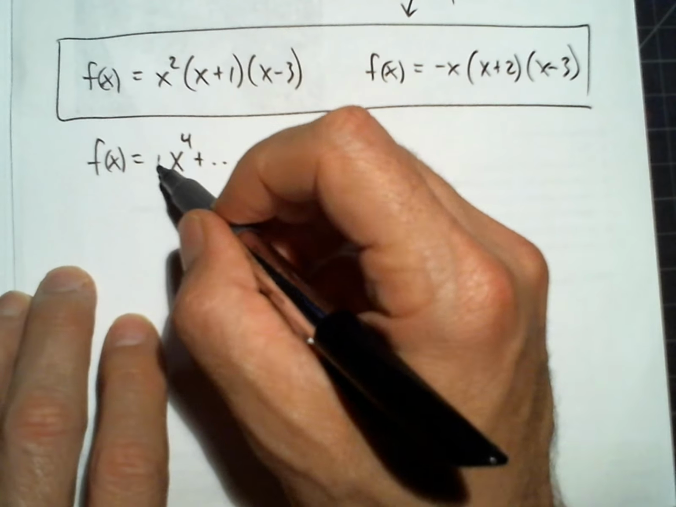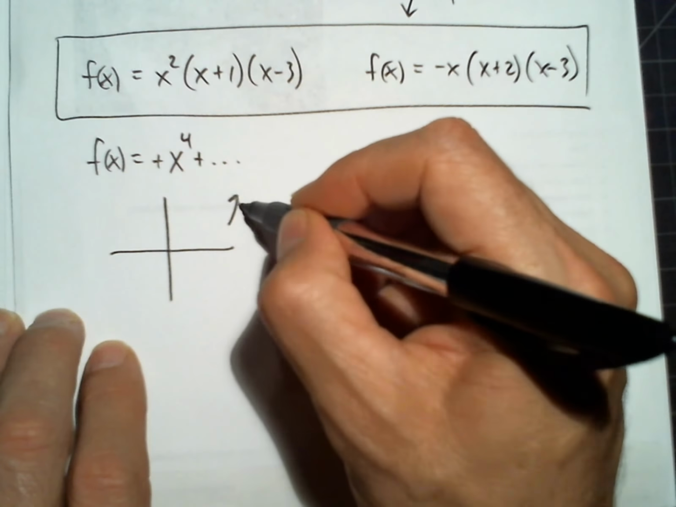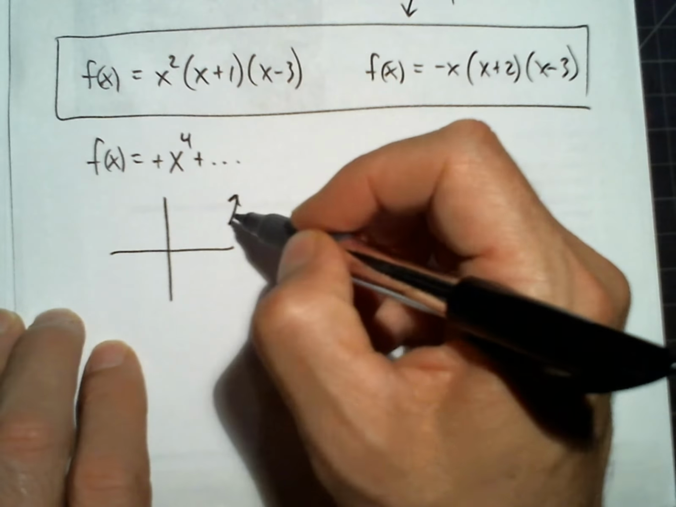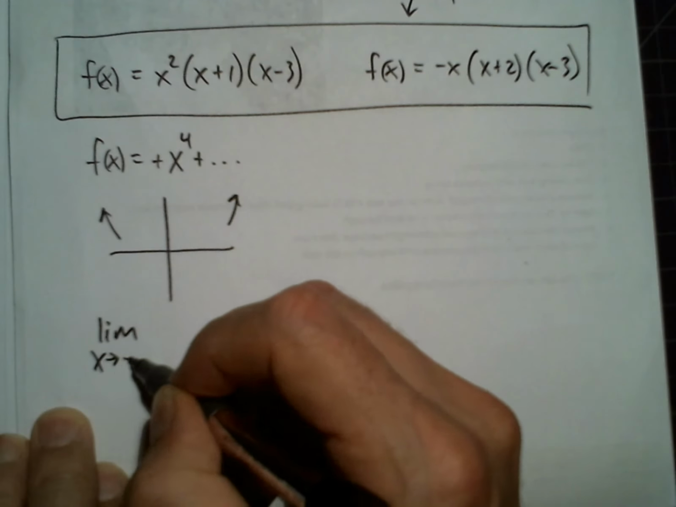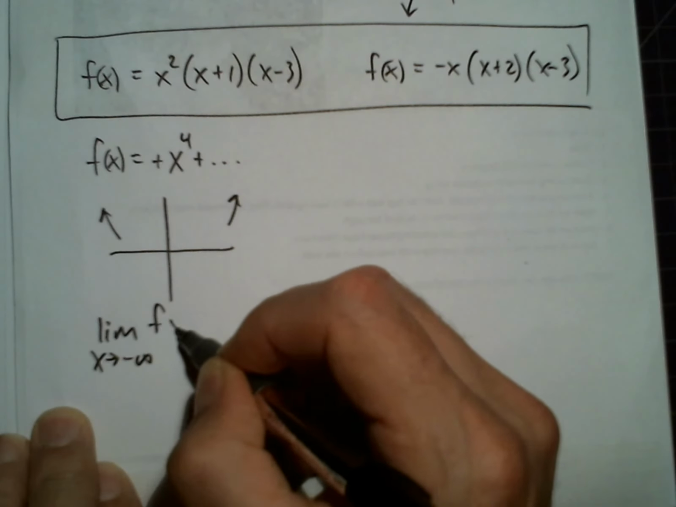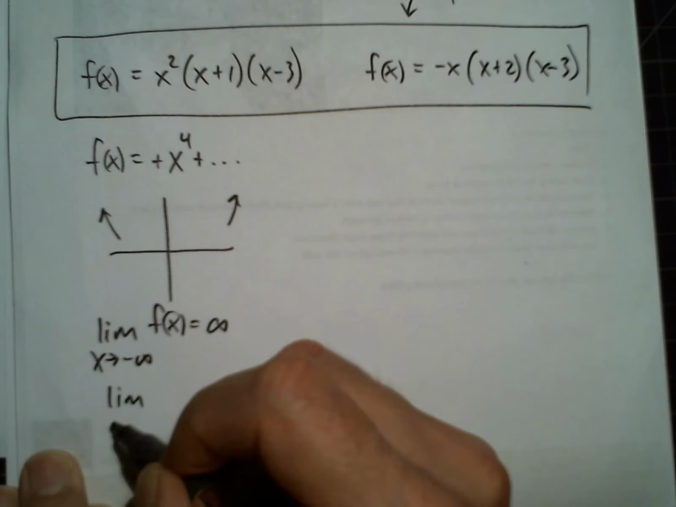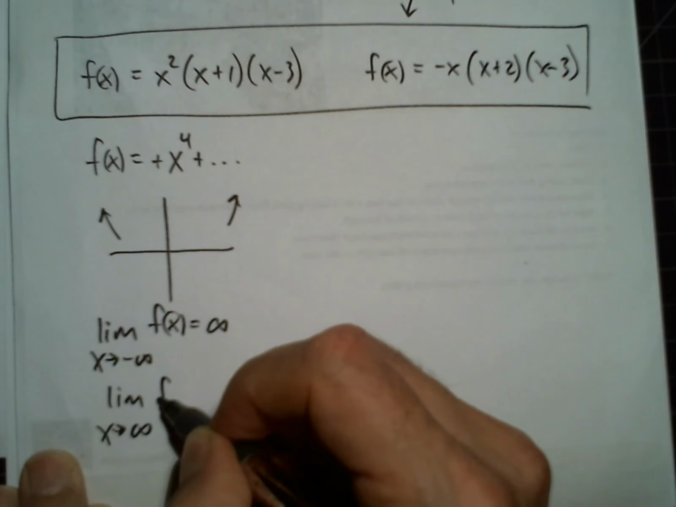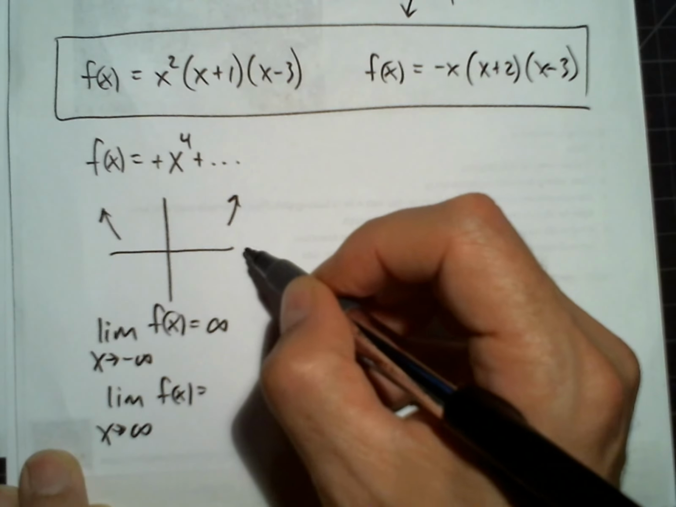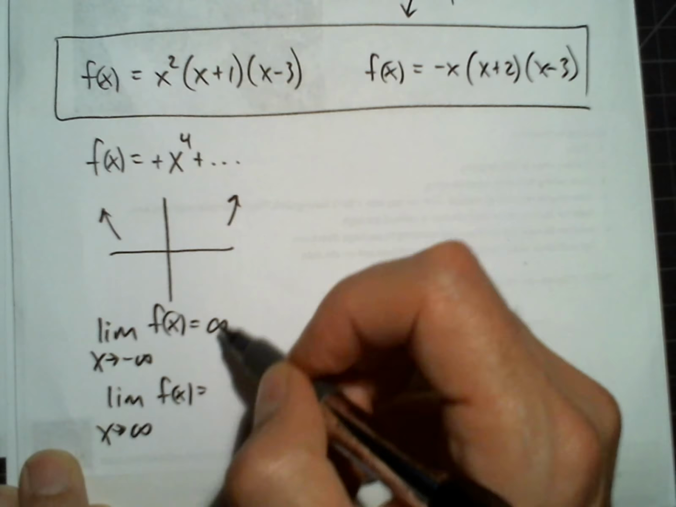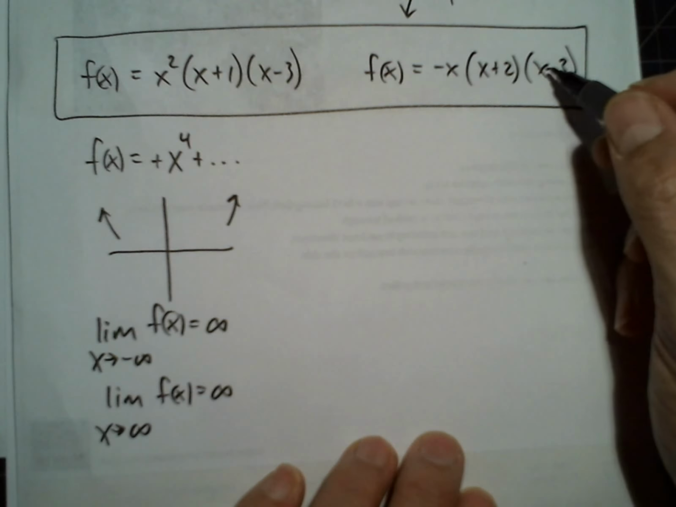All we have to do is look at the sign. That means it's going up to the right, and even means it goes in the same direction. And we could say that the limit as x goes to negative infinity is positive infinity. The limit as x goes to positive infinity is, as x goes to positive infinity, y goes to positive infinity. Okay, pause the video and you try that one.